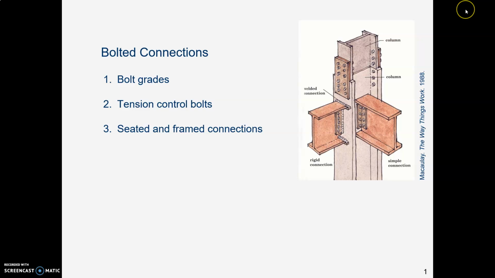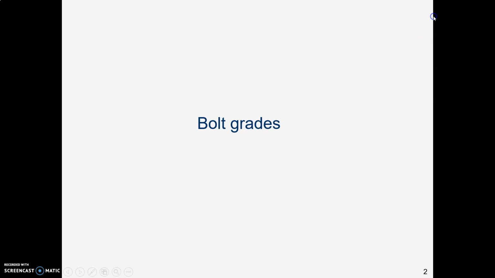Let's have a look at bolted connections, and we'll talk about three different things in this lecture. We'll look at the grades of bolts, bolt strength. We'll look at a special kind of bolt called a tension control bolt, and then we'll look at two kinds of bolted connections used in structural steel.